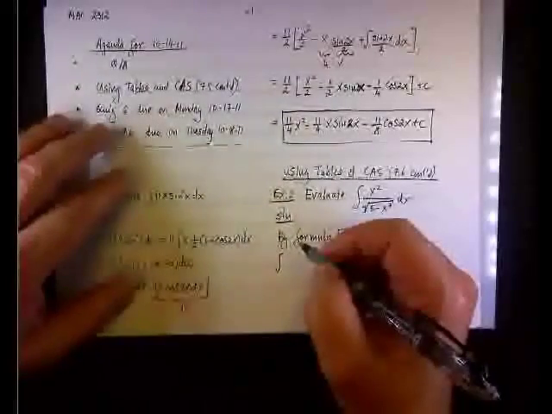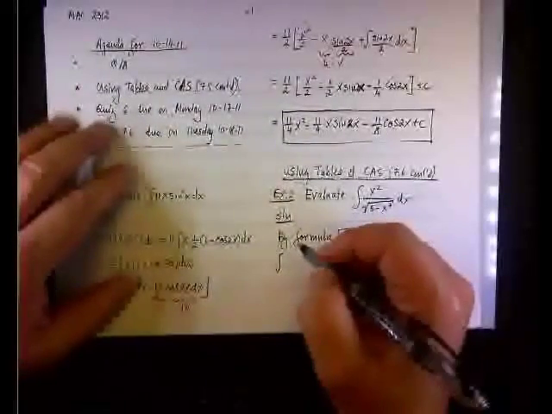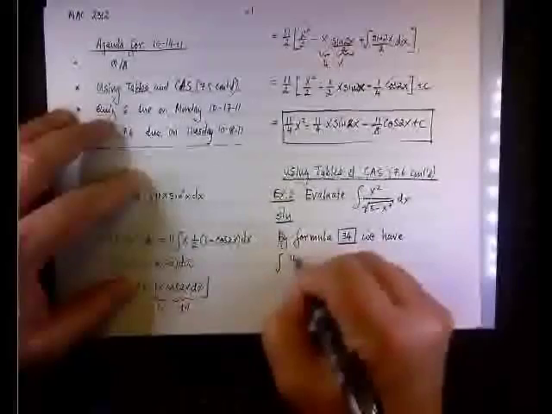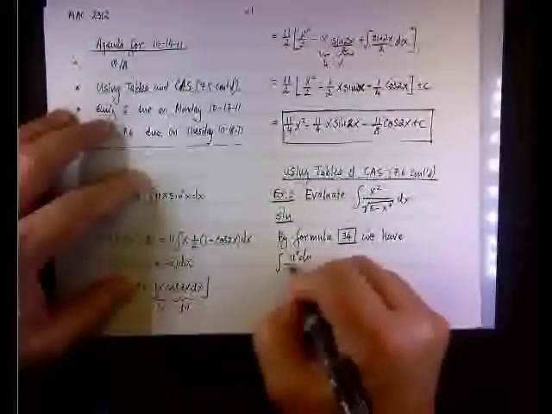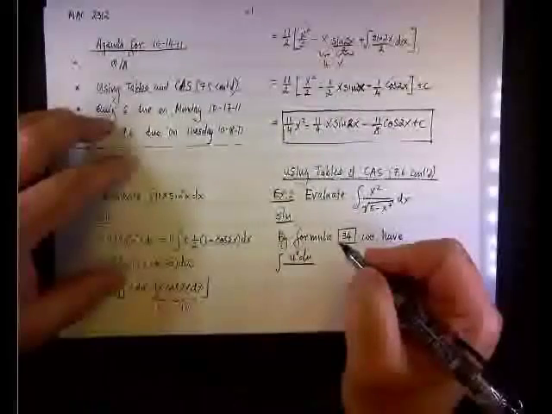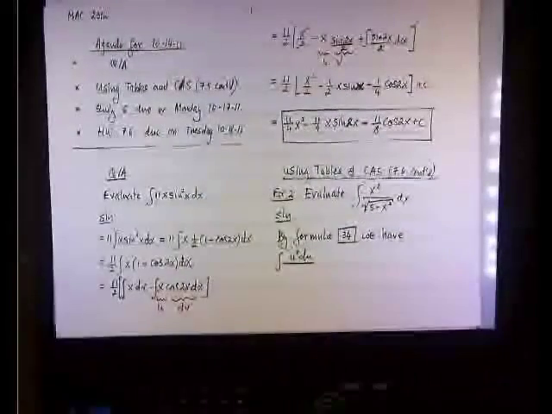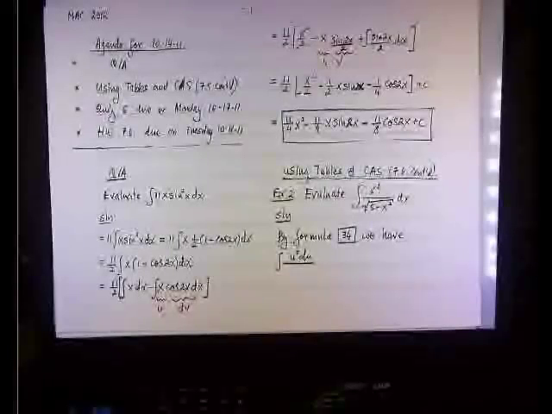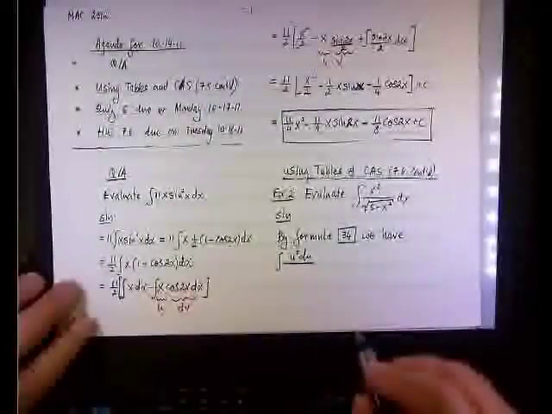The integral of u squared du over the square root of a squared minus u squared. Is it a squared or? It's too small for me. Square root of a squared minus u squared.